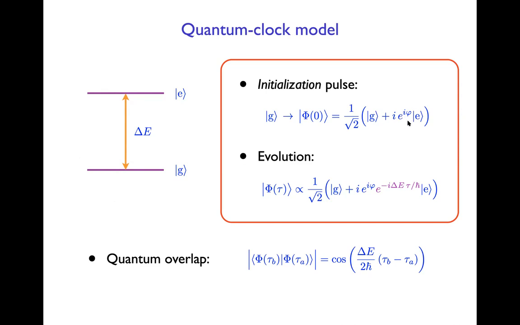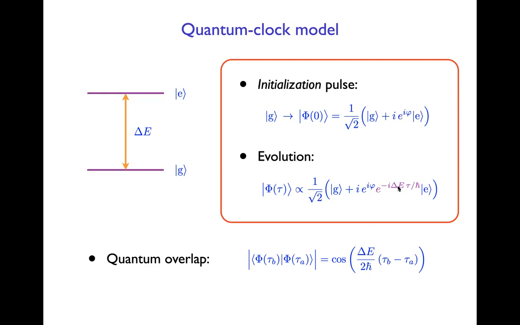In general, depending on the phase of your electromagnetic wave, you will have some relative phase at the initialization, but that will not play an important role in the discussion. Now, the key thing is that if you initialize your clock in this way and you just let it evolve in time, you will accumulate a relative phase difference between the two internal states, basically because they have different energies. So after some time tau, because of this difference in energies, delta E, there will be a relative phase accumulated between the two.